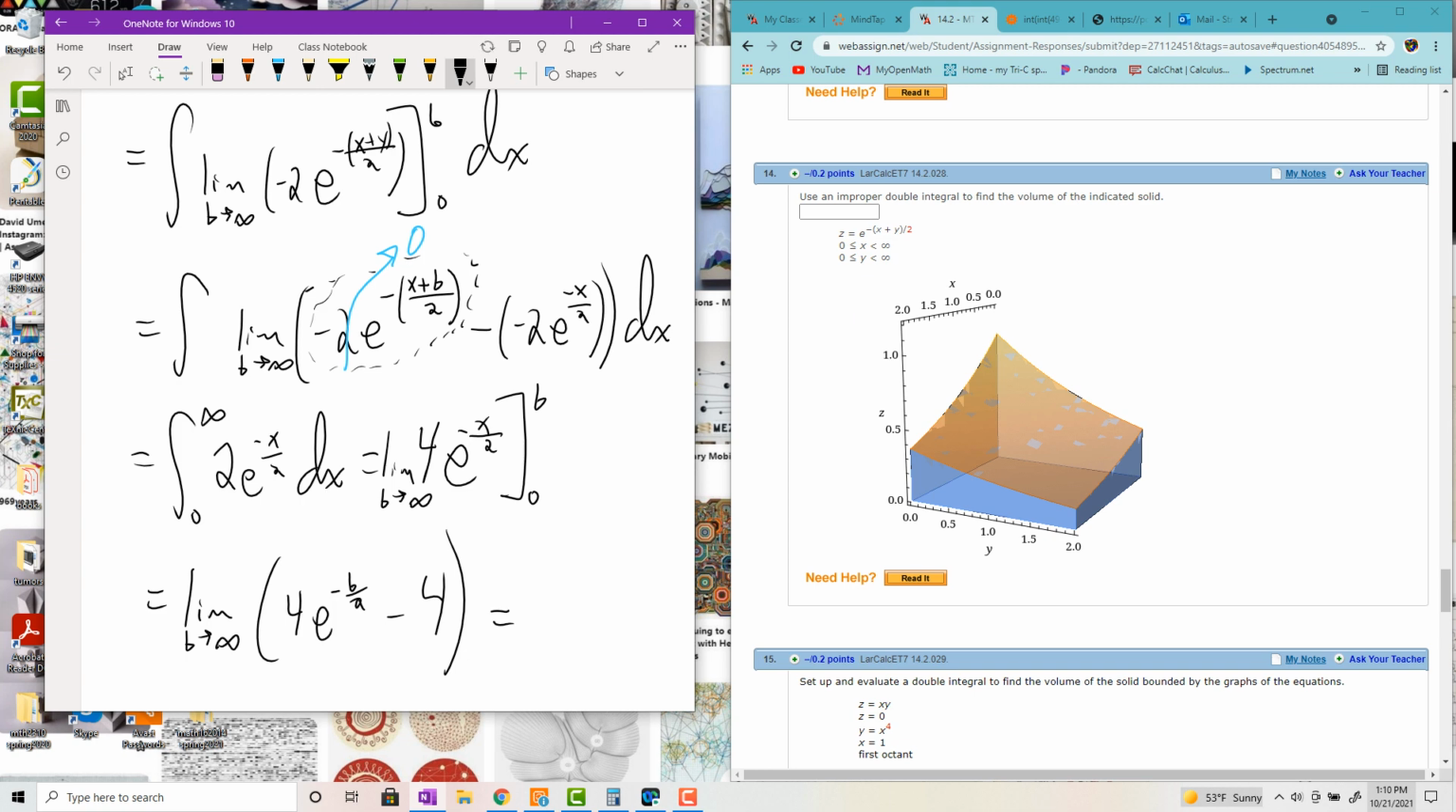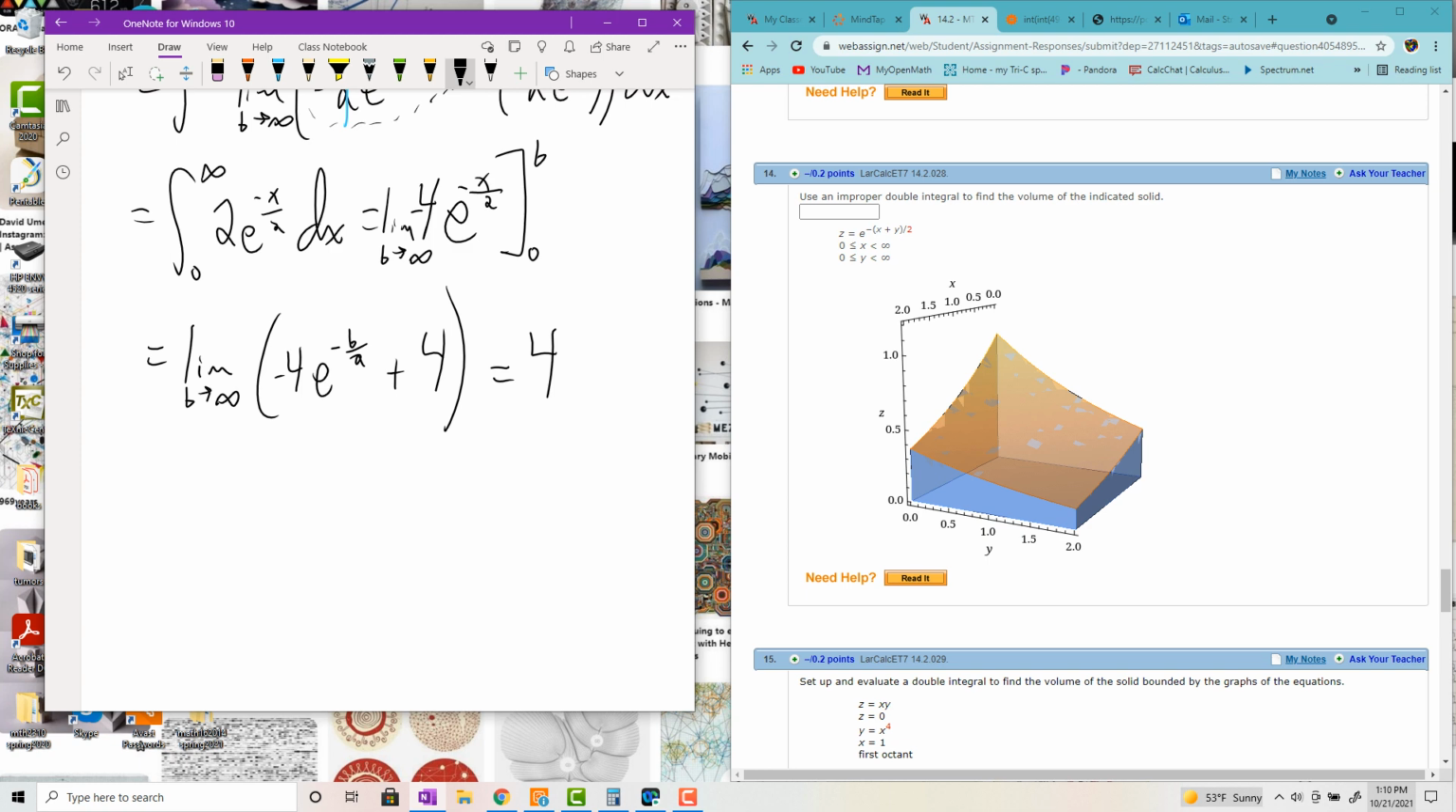Whoops, I lost a negative. If you did a u sub, it'd be negative 1/2, because I did the u sub before I remembered to put the negative in there. So there's a negative floating in there. So that'd be negative. This is positive, and you'd end up with a 4, because again, this thing would just go to 0. Okay, so 4 is the answer, I hope.